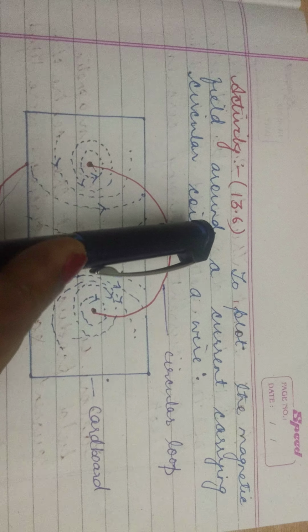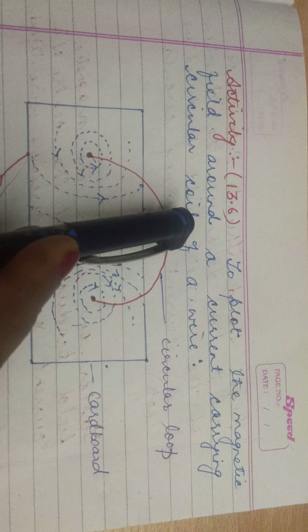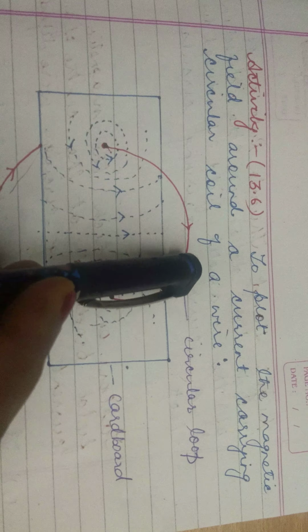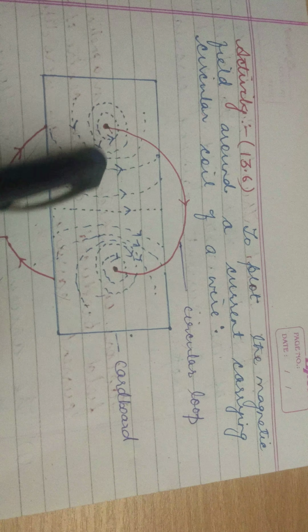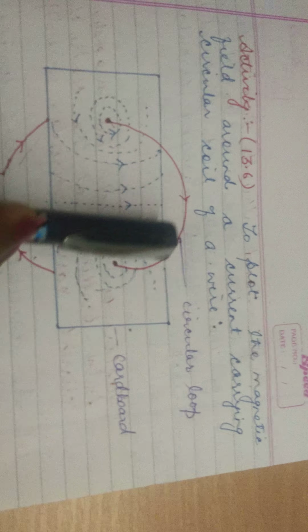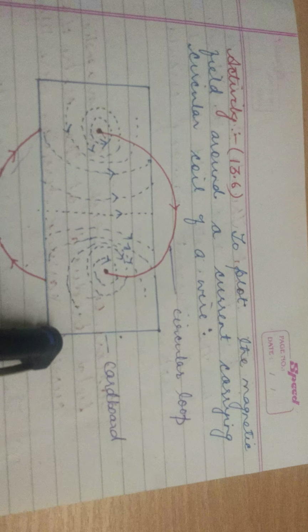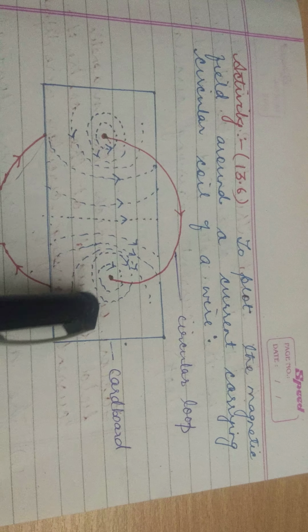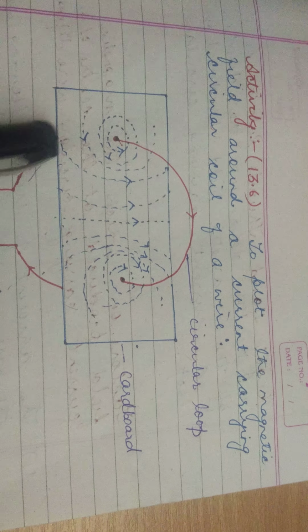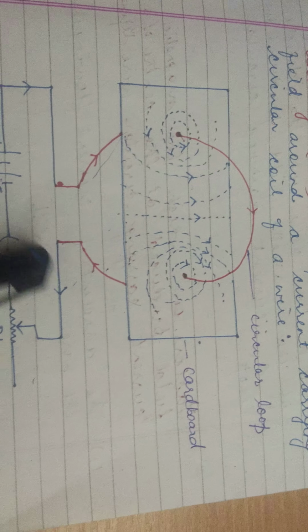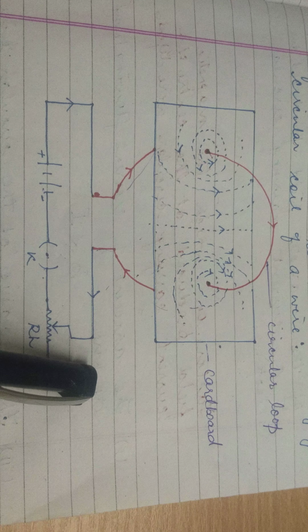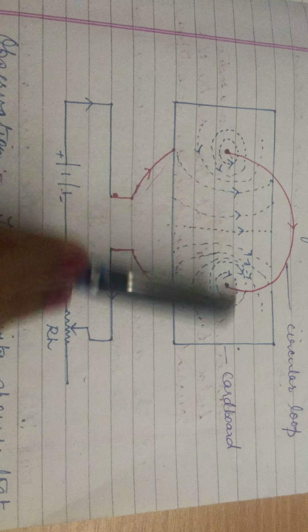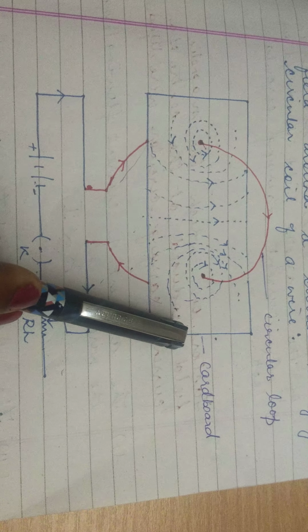Now let us see an activity to plot the magnetic field around a current carrying circular coil of wire, which is given on page number 229 in your NCERT book. For this, take a rectangular cardboard having two holes and a thick copper wire in the form of a circular loop. Insert a circular coil through the cardboard. Join the free ends of the wire in series with the battery, a key and a rheostat as shown in this figure. Sprinkle some iron filings on the cardboard.